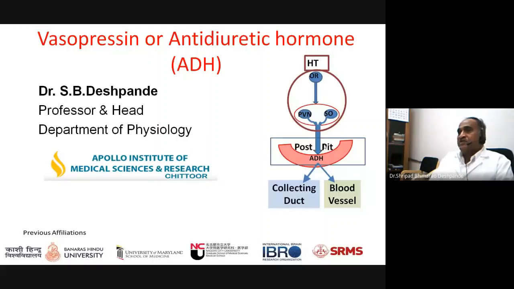Antidiuretic hormone. This is the one which prevents the excretion of water in the urine. Vasopressin or antidiuretic hormone, these are the names. This is also known as arginine vasopressin. This topic I chose because one of your classmates asked for a vasopressin escape, which I will be dealing with later on in this lecture.